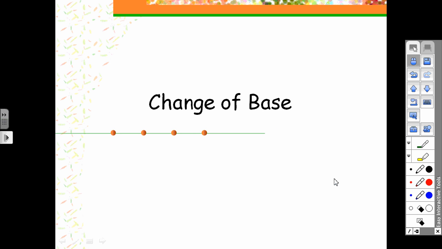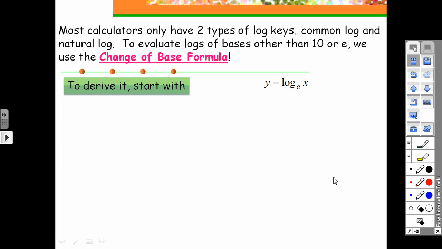Change of base. We're going to go through and look at how to derive the change of base formula, and you will be responsible for knowing how to derive this formula on your test eventually.